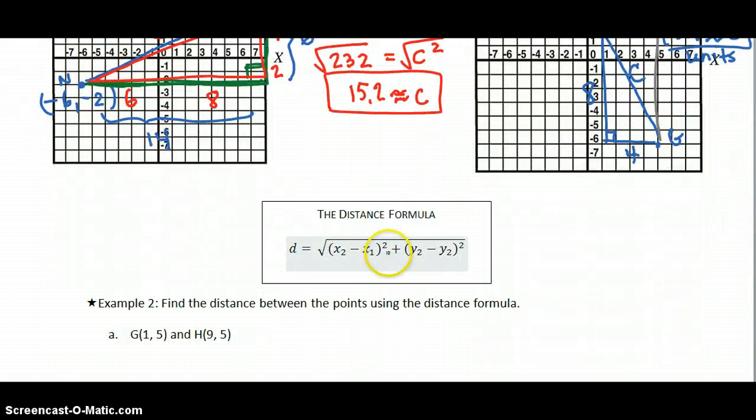Okay, so as you look down your page, you will see the distance formula. And here it is. It's very intimidating. But let me show you, just for the sake of your knowledge, where they get this big, ugly formula.